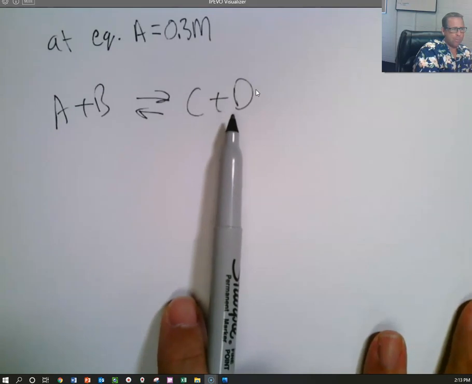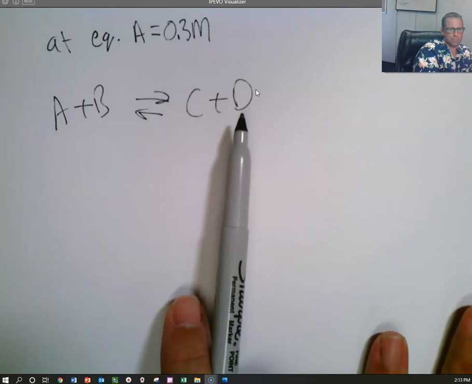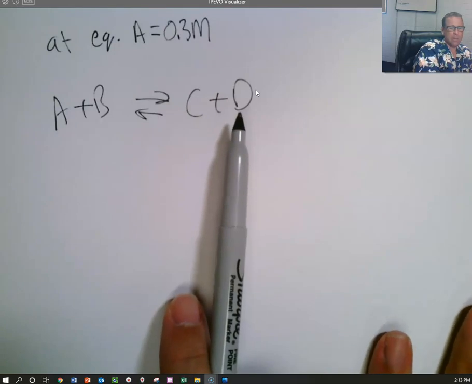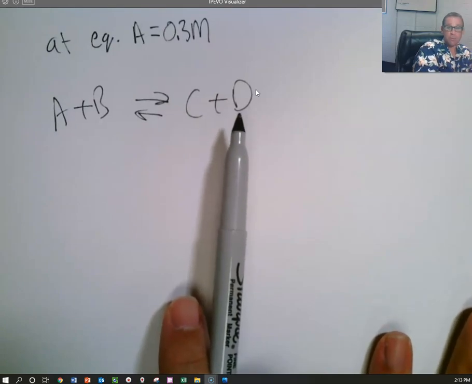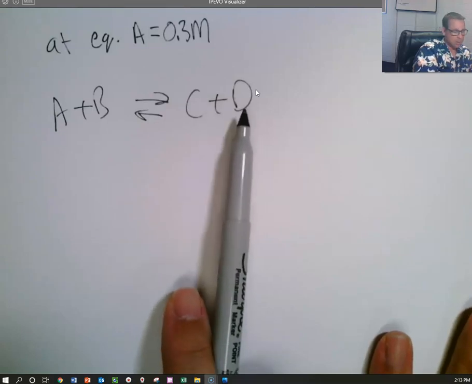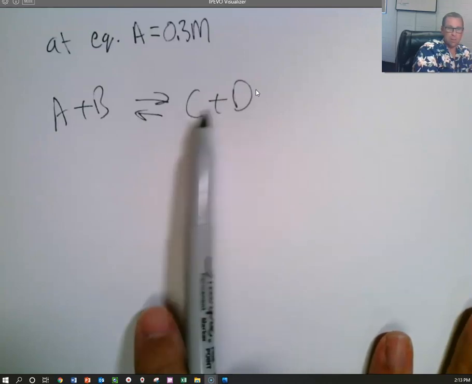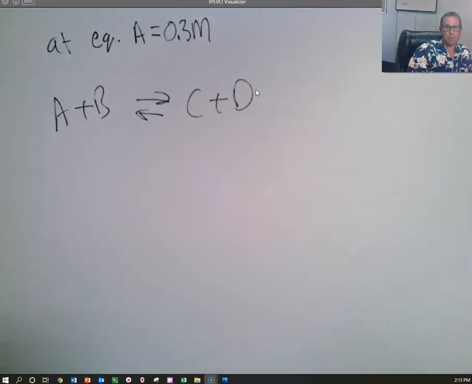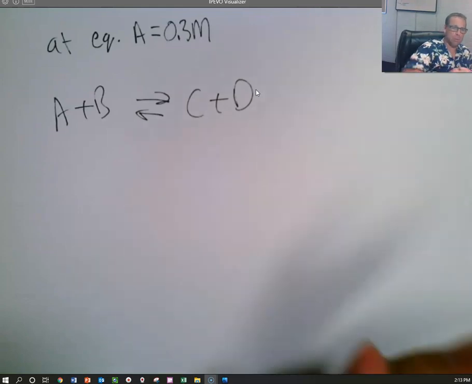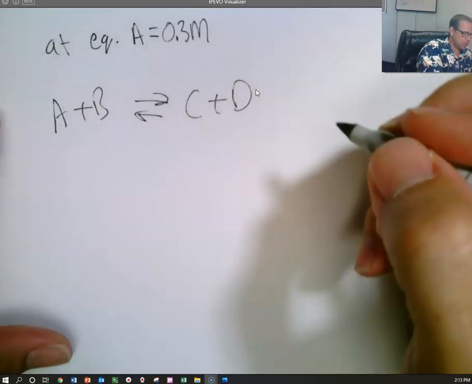Well, because you're adding more. It will shift to the left. That's right, it shifts to the left. And the simple explanation for why it shifts to the left is because when there's more D around, it's easier for C and D to find each other, therefore the reaction rate increases, and the equilibrium shifts to the left. Okay, very good. Here's another scenario.